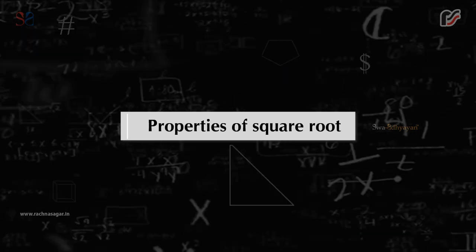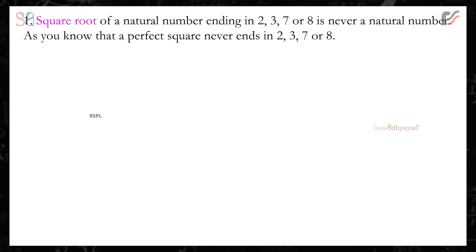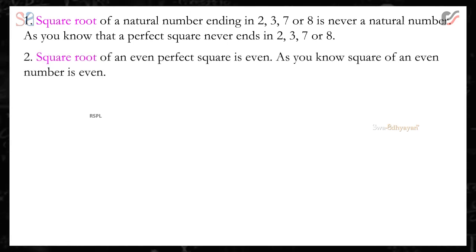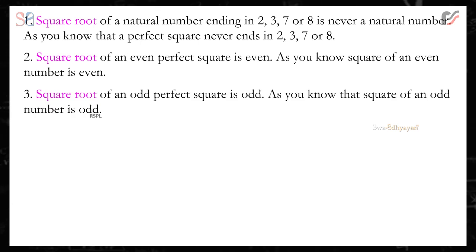Properties of square root. 1. Square root of a natural number ending in 2, 3, 7 or 8 is never a natural number. As you know that a perfect square never ends in 2, 3, 7 or 8. 2. Square root of an even perfect square is even. As you know, the square of an even number is even. 3. Square root of an odd perfect square is odd. As you know that the square of an odd number is odd.